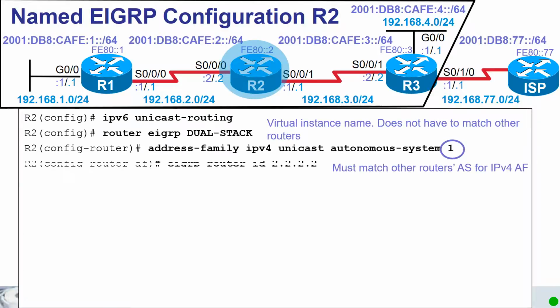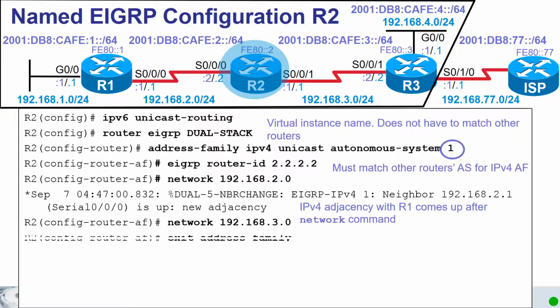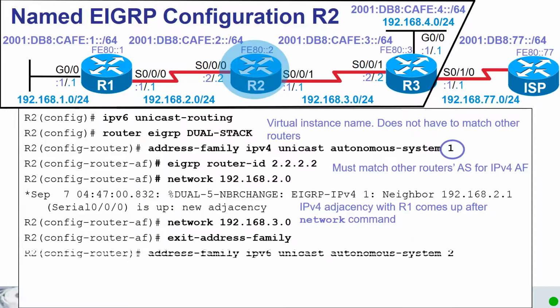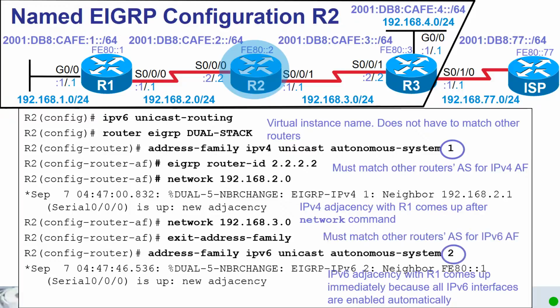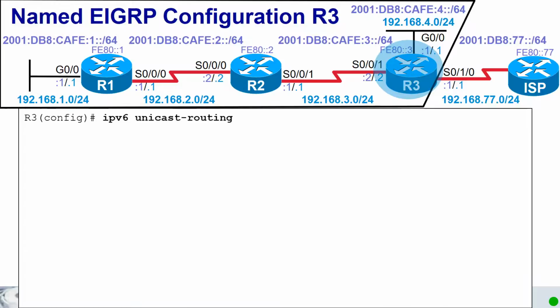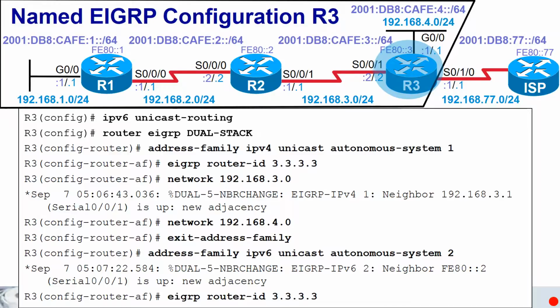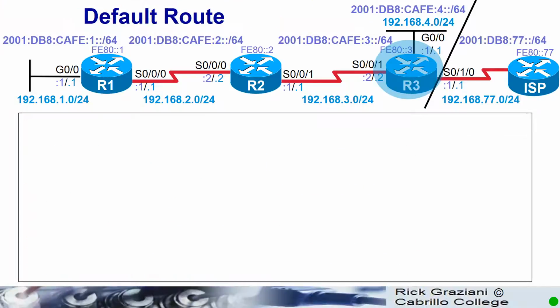Same thing for router 2. Again, you're going to have to make sure that the AS number is appropriate and the same as the other routers. Router 3, same thing. Again, pay attention to these values right here. They have to match throughout.